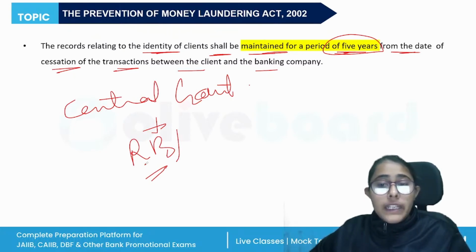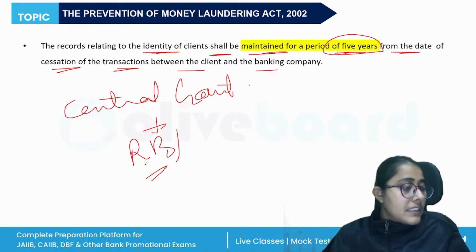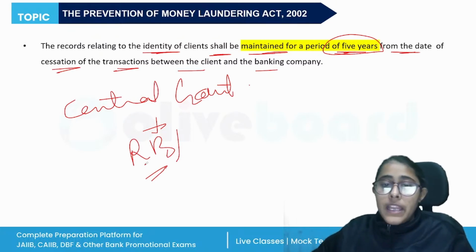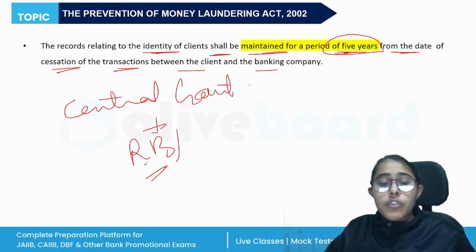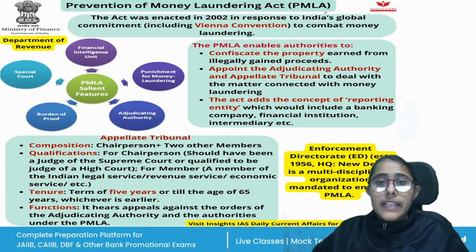They may direct the reporting entity to send reports at such intervals as are required, or they can also levy a fine on such reporting entity, and this fine shall not be less than rupees 10,000, and it may extend to 1 lakh rupees for each failure that is made in the reporting. Right? So these are all the provisions of money laundering. Now in this we are given a summarized version of money laundering.